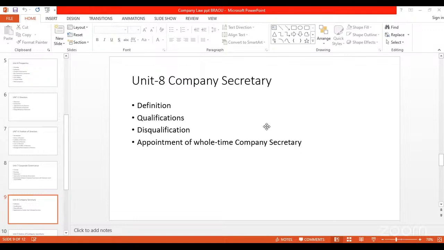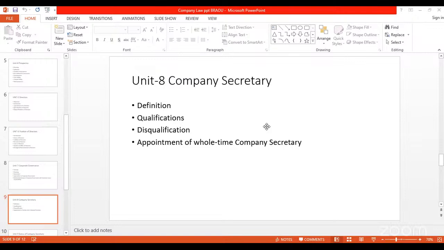Yeah. So today in our subject, company law, we will be starting Unit 8, that is Company Secretary. Under this unit, we will discuss the objectives and a brief introduction of Company Secretary, definition, their appointment, qualification, as well as disqualification of Company Secretary. So basically, we'll start with the introduction part.